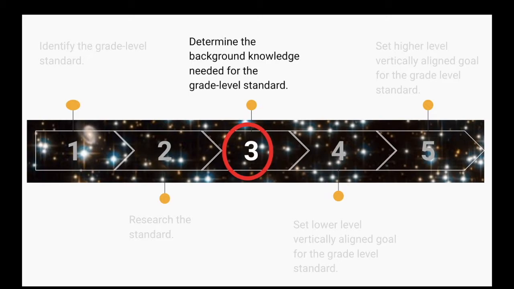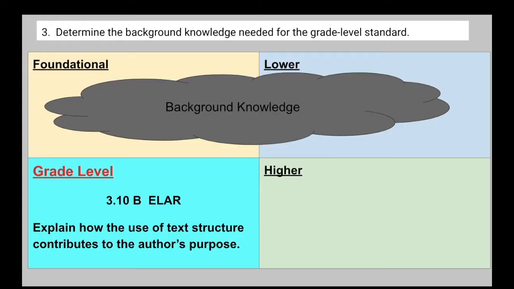Next, I determine the background knowledge needed for the grade level standard. So what is the background knowledge that my students need to attain mastery at that level, 3.10b ELAR? Using the information from the vertical alignment document and the text clarification document, I can now better understand what the background knowledge my students will need in order to reach mastery of that grade level standard.